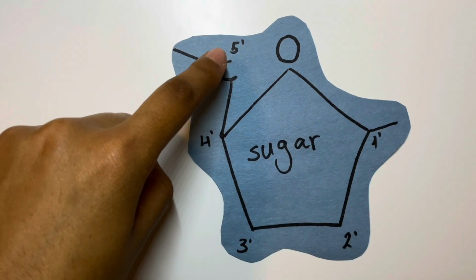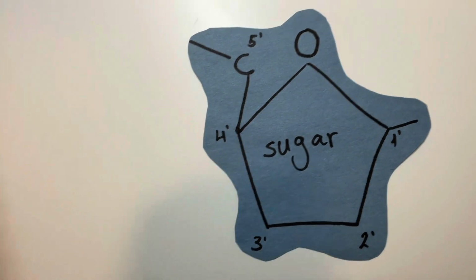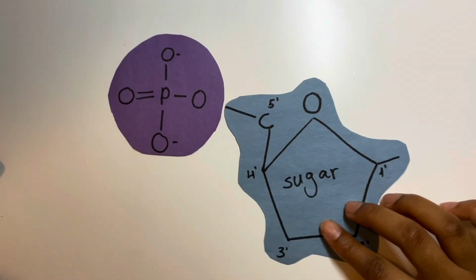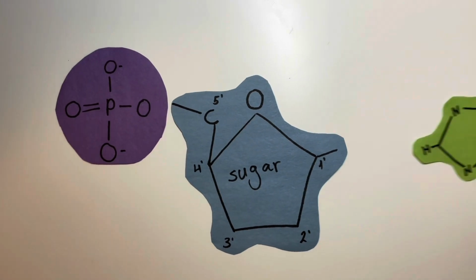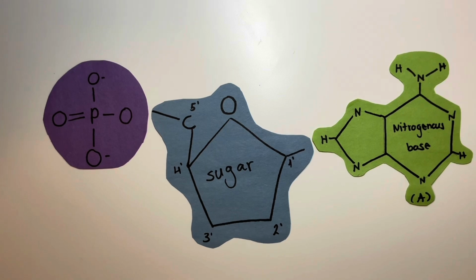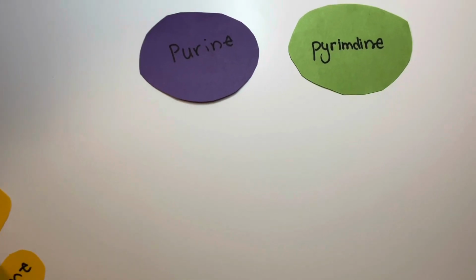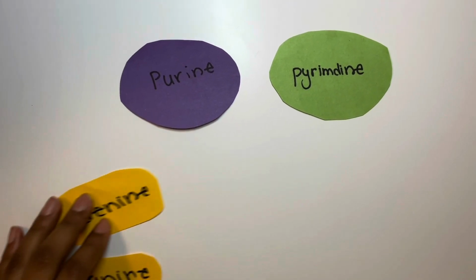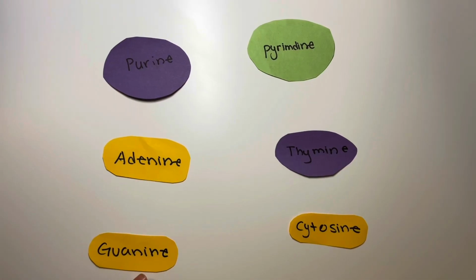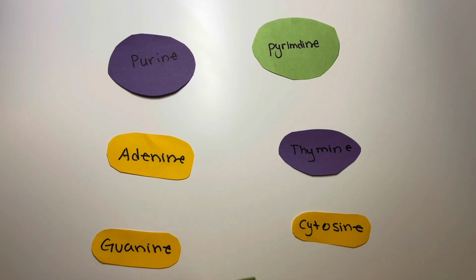The 5' and 3' refer to the numbered carbons in the sugar bases of the nucleotides. The nucleotides are made of three parts: the phosphate group, the 5-carbon sugar, and the nitrogenous bases. The phosphate group contains a phosphorus atom and 4 oxygen atoms. The 5-carbon sugar is known as deoxyribose in DNA, and the nitrogenous bases include 2 purines, adenine and guanine, and 2 pyrimidines, thymine and cytosine. Each purine binds to a pyrimidine, forming hydrogen bonds.